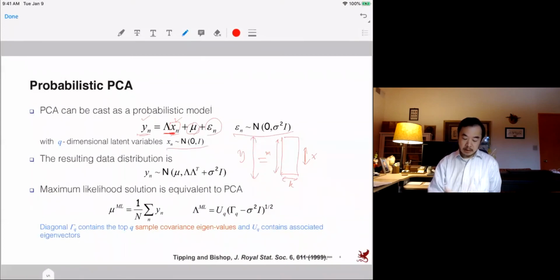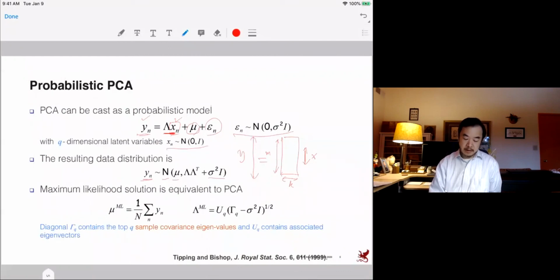Okay, so now the resultant data is basically this new data y, which is what you observed. But because of this construction, you can actually do some linear algebra and conclude to yourself that it is also following a Gaussian distribution with mean equal to mu and with covariance matrix equal to lambda times lambda transpose plus this diagonal matrix.